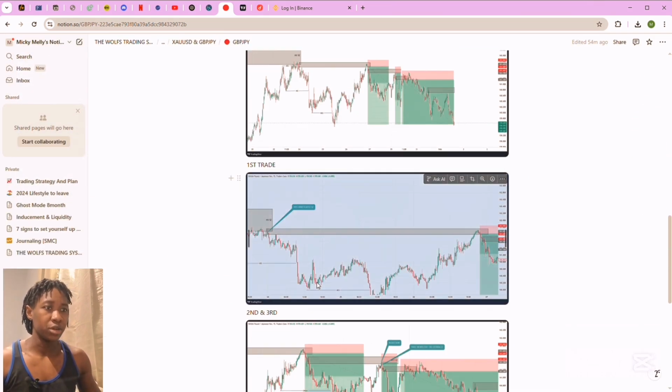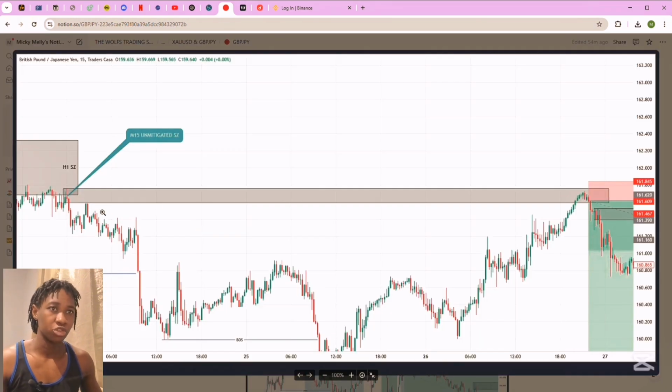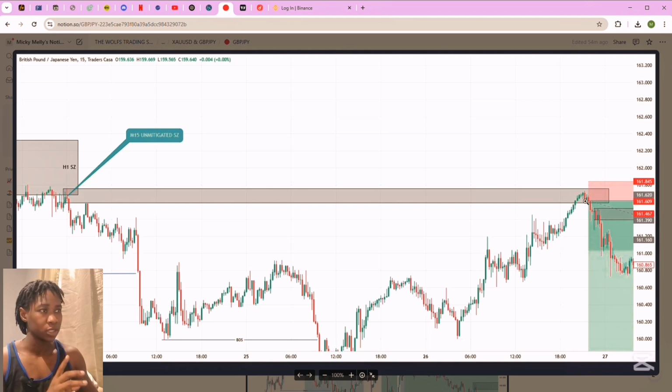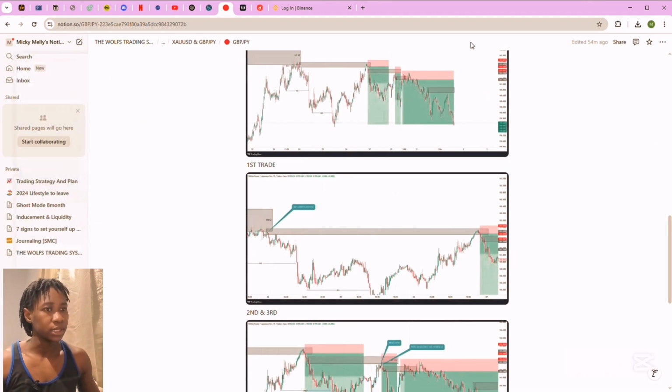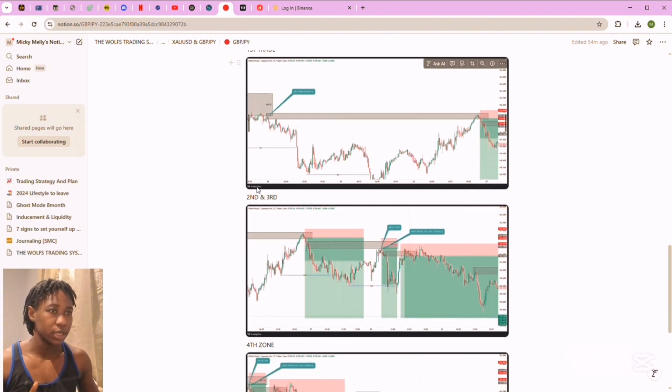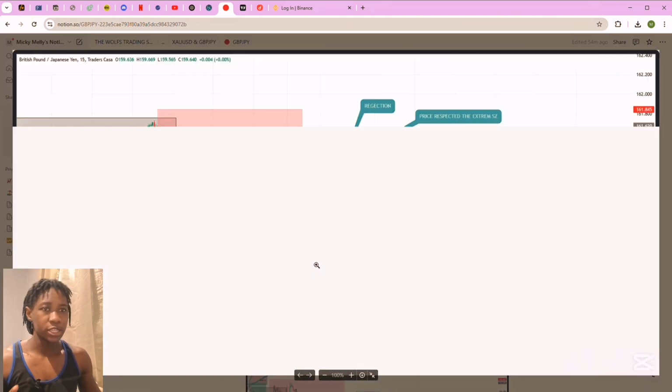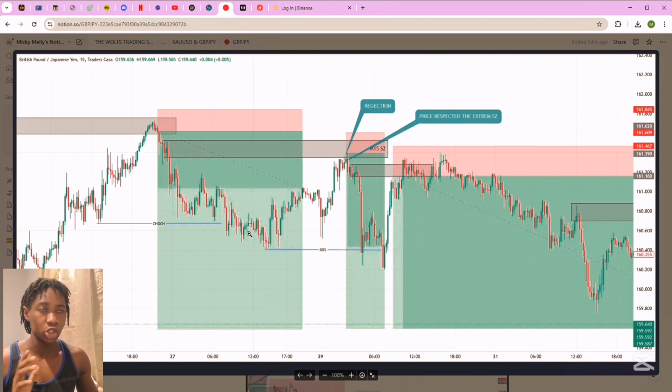So first trade, this was the extreme 15-minute unmitigated supply zone. You can see inside there is an unmitigated fair value gap, but it's very tiny, you don't see it. But my zone, I made my supply zone cover that fair value gap. Price fully tapped into that and mitigated it fully.